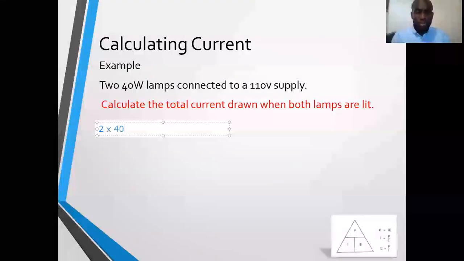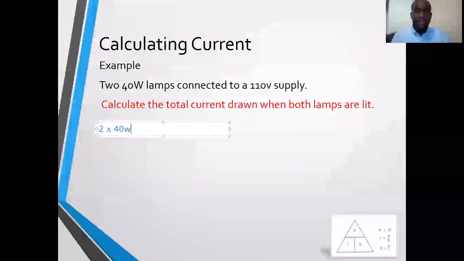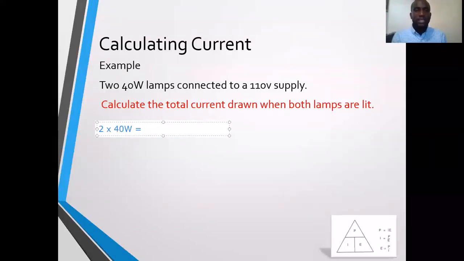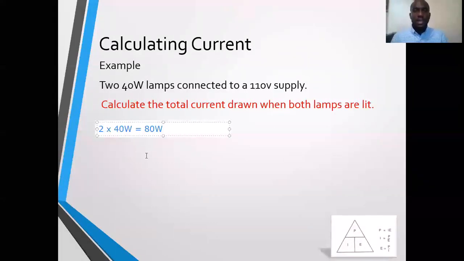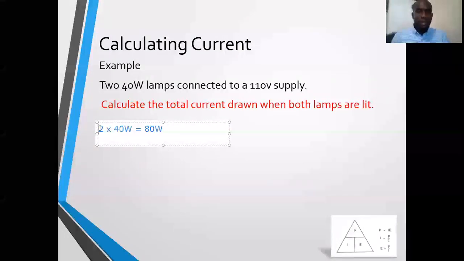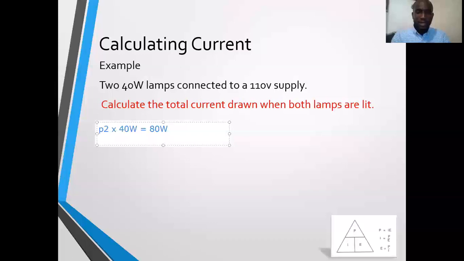Now, based on this question, we are given 2 times 40 watts lamps. So we are given two 40-watt lamps, and we know that power is measured in watts. Power is measured in the unit watt. And so the total power that these two lamps will give would be 2 times 40, which is 80 watts. So we understand that. Now, what else?